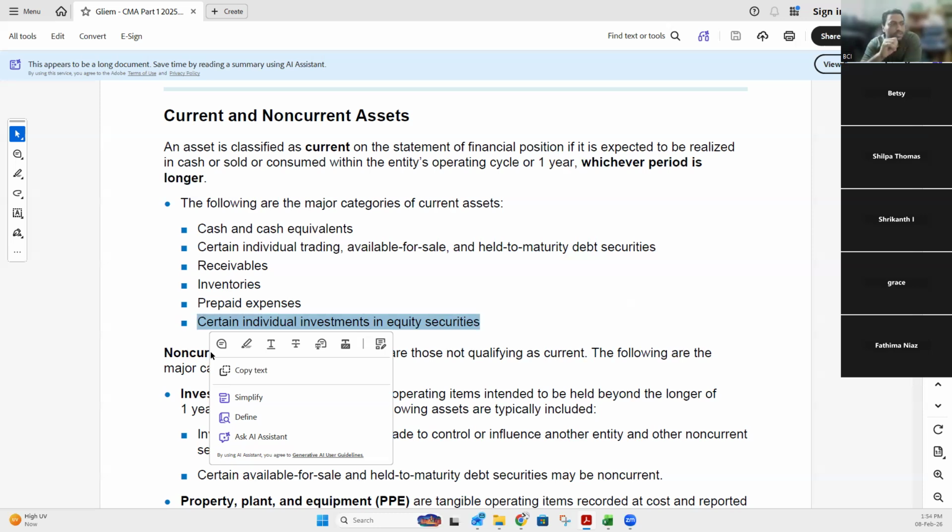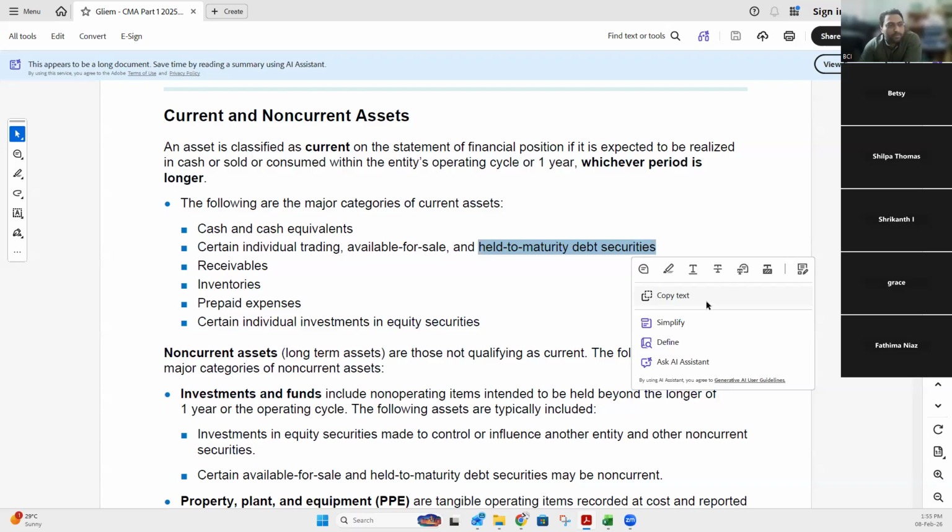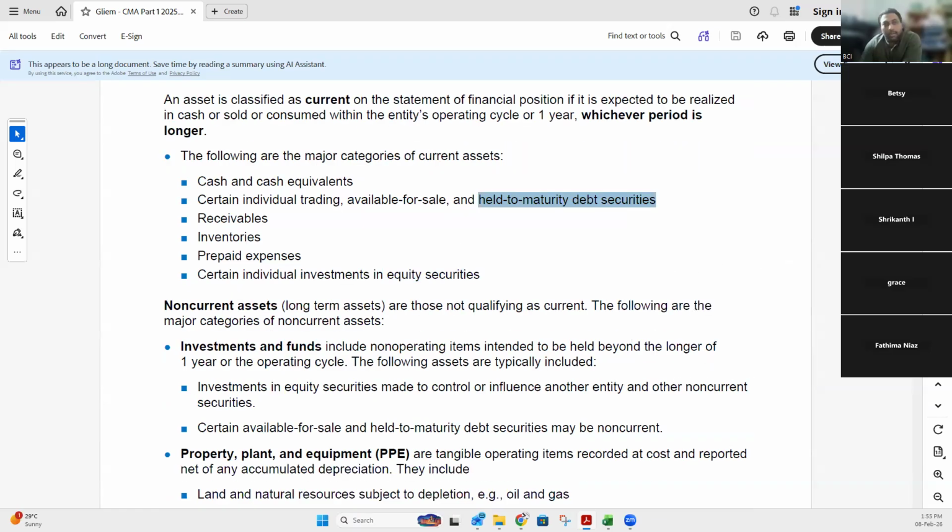These securities, you bought for return, dividends, or maybe for capital appreciation. That's why we show it under current assets. Clear? Held-to-maturity debt securities have to be less than 1 year. For example, you purchased a 10-year bond, but you purchased it in the last 9 or 9.5 months, after 9 years. Then it becomes your current asset.